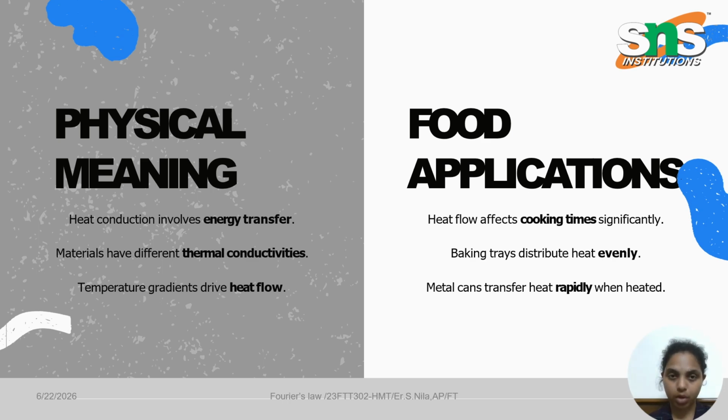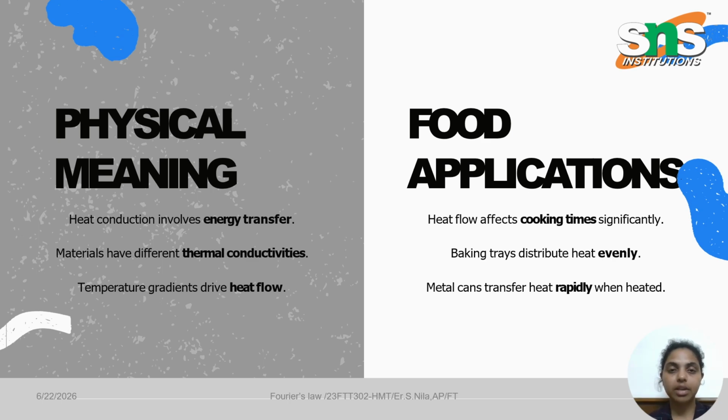Here is the law explained visually. The equation q = -k ∇T is essential for engineers, particularly food engineers. In food processing, we use it to design ovens, retorts, and heat exchangers. For example, in baking trays, high conductivity means faster and more uniform heating, which directly impacts product quality.